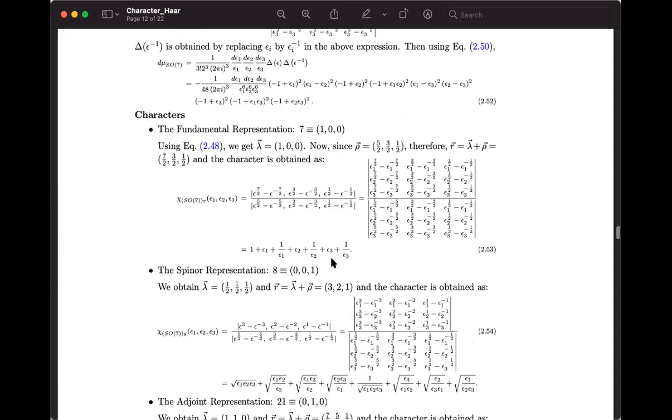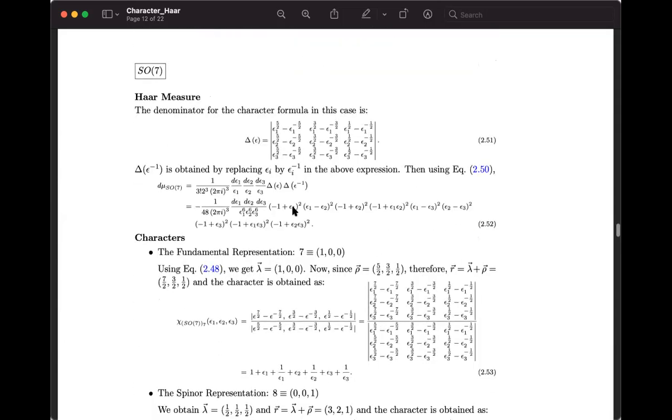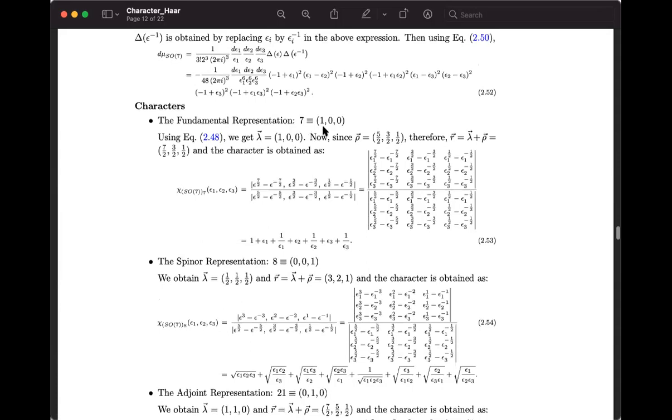And now we have to calculate, let's say, character. So now SO7, the fundamental representation is 7-dimensional, and its Dynkin level is 1, 0, 0. Again, the thing that we need to focus here, and that is a rank 3 group, so the 3 entries will be there. Okay. So the lambda we can define using this 2.48 equation like this. We can invert using this A's, okay, and then we can calculate them. So these are like A's, right? For this given representation A1, A2, A3.